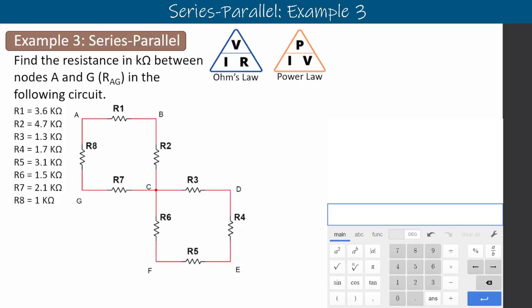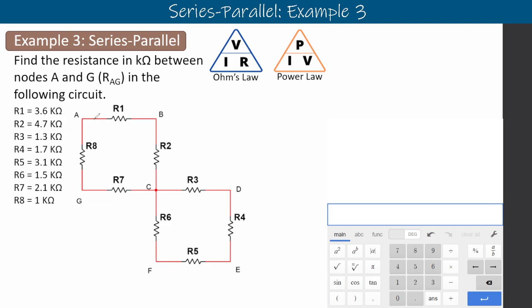Hello and welcome. In this example, we are going to solve for another series parallel combination. In this case, it says find the resistance in kiloohms between nodes A and G. So from point A to point G, this is actually kind of saying, what if we put a meter between here and we read the ohmic value between those two, right? And if we connected a positive end to point A and a negative end to point G, what would be the total resistance if we were to measure that?